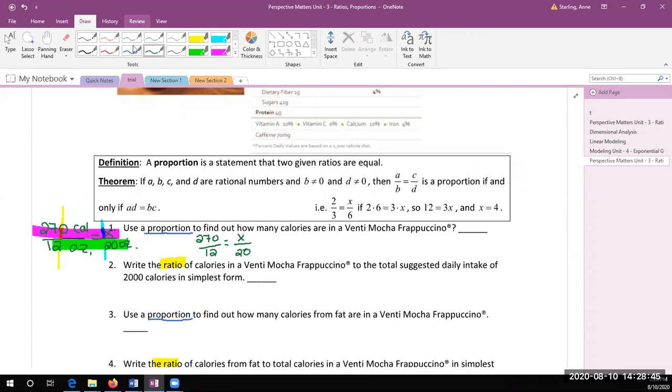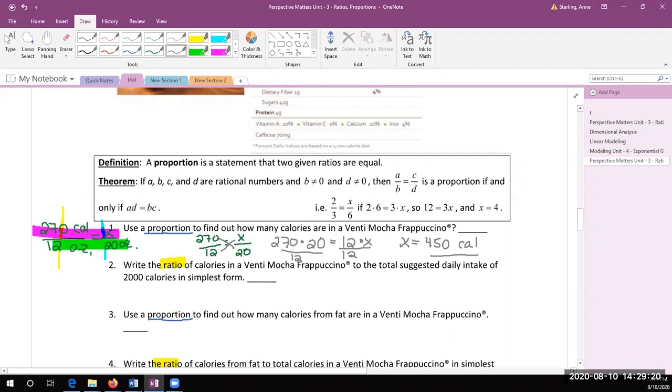And I'm going to do cross multiplication to solve this. So it's 270 times 20 equals 12 times x. And then we're going to divide by 12 to get the answer. So you can plug in 270 times 20 divided by 12. And when you do that, you will come up with 450 calories in the drink.